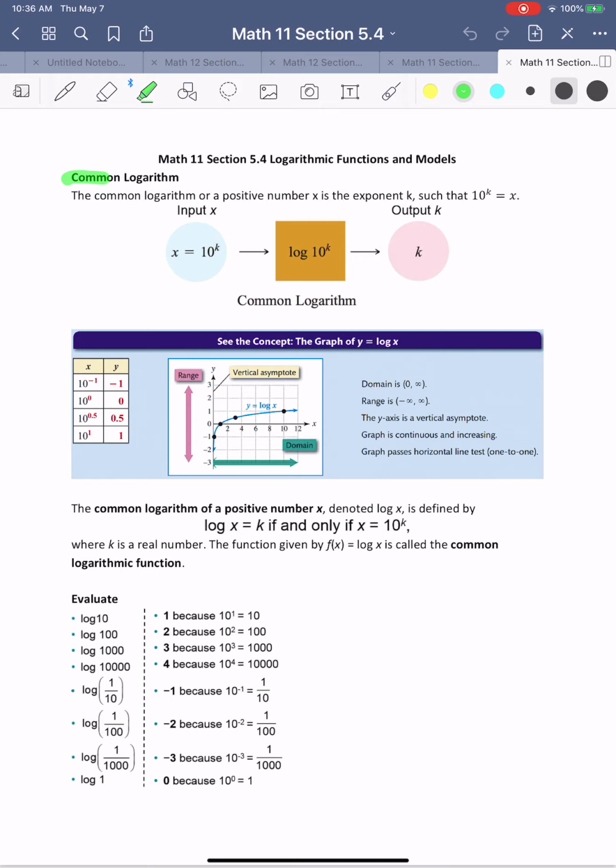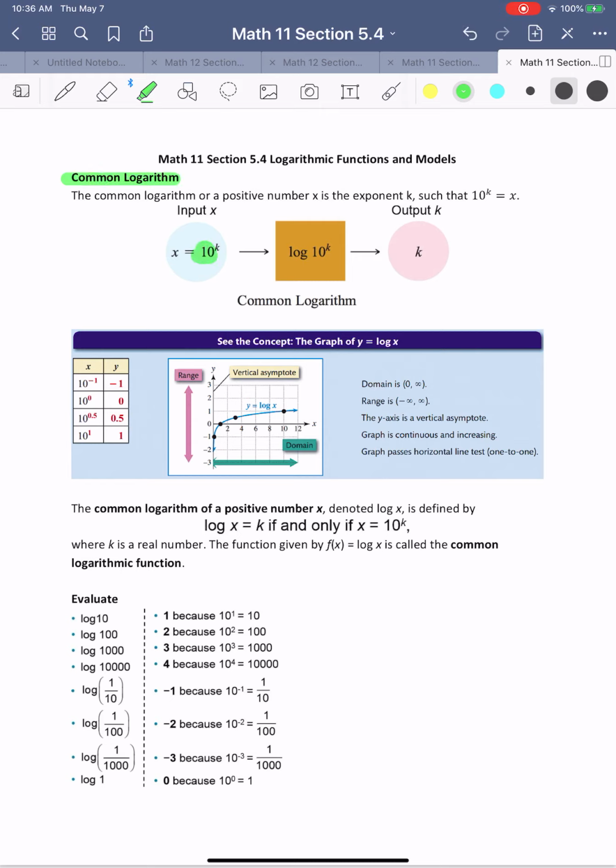Okay, this is section 5.4, logarithmic functions and models. So common logarithm means the base is 10, which is the same as log of 10 to the k, same as k. So what is important is it's actually the exponent k.